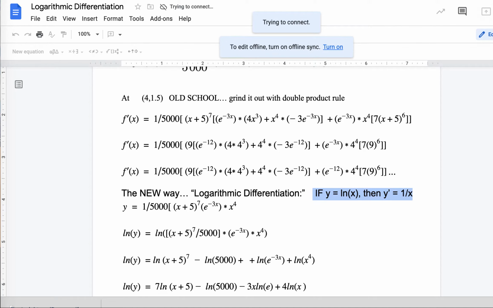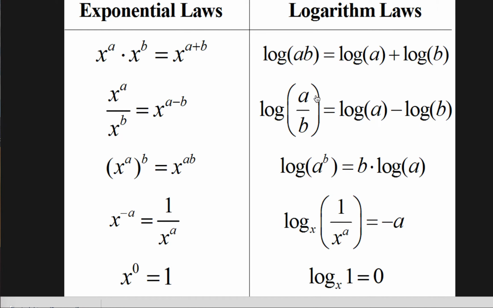So a quick review of the laws of logarithms here. They're analogous to the exponential laws. If we have a log and we've got the product of two things, we can separate them as the sum of their individual logs. So probably you know these already, but you should review them because they're absolutely essential to doing this correctly.